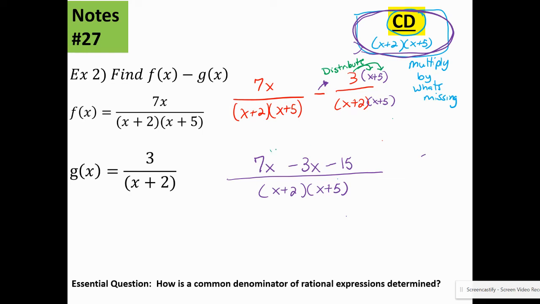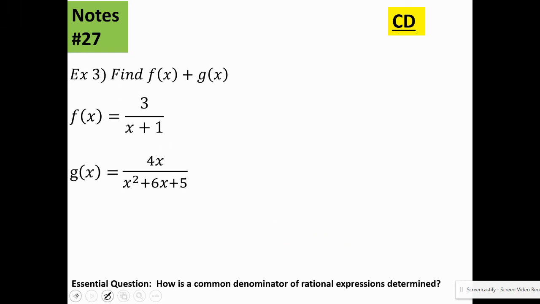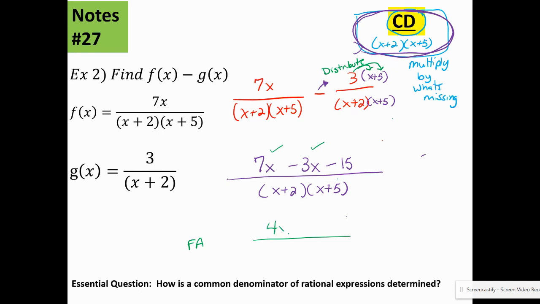So 7x's minus 3x's for our final answer. 7x minus 3x is just 4x. I knew that was going to happen because of that red dot. 4x. And I bring down -15, and I bring down my denominator.